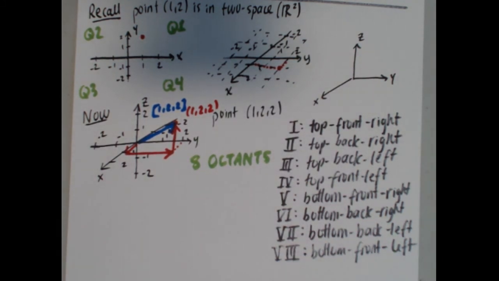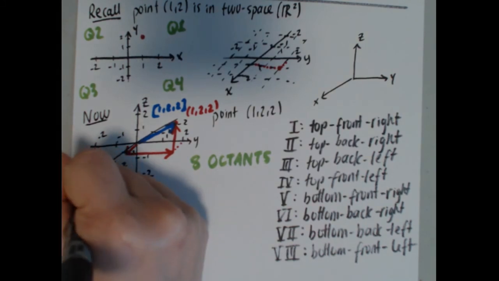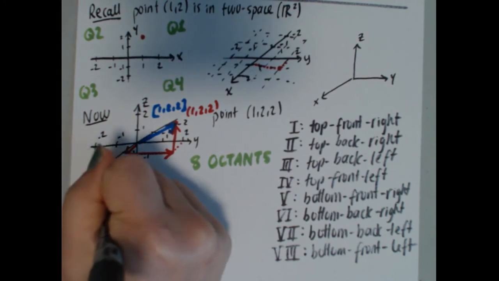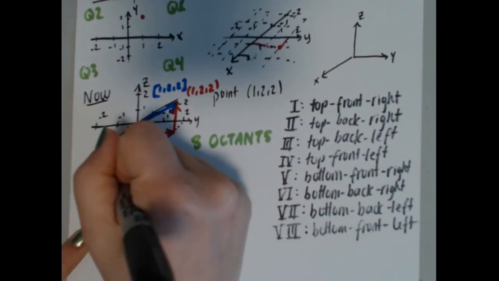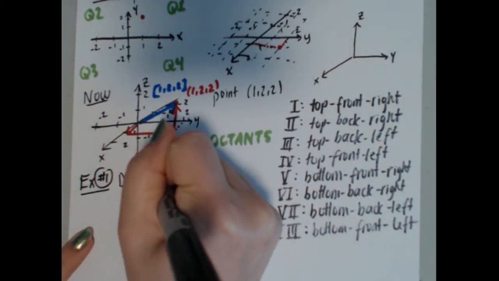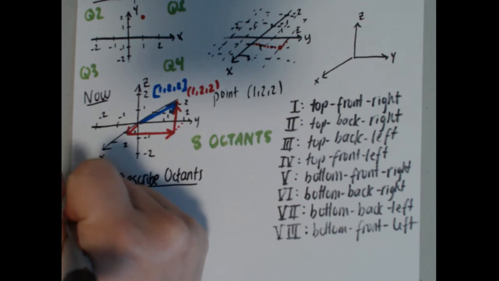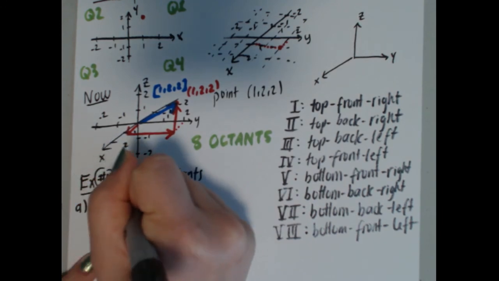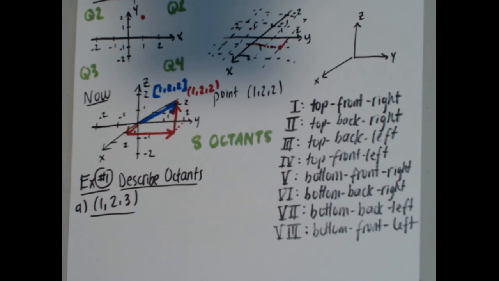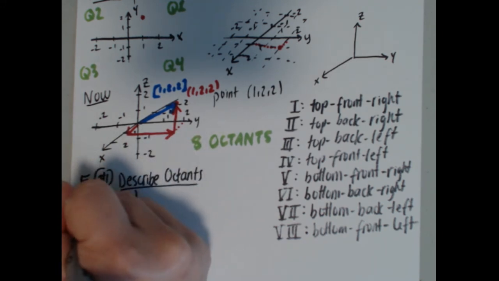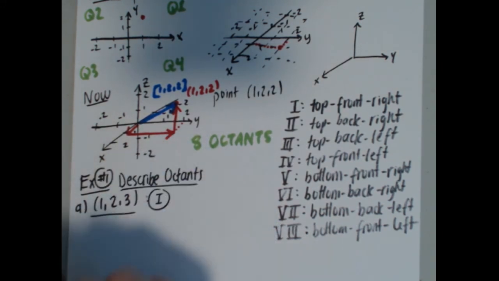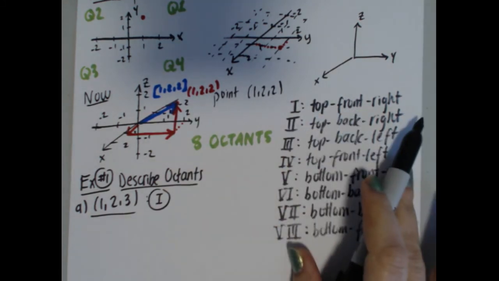So let's look at the first point here. We are moving into example 1: describe the octants. Part A, we have the point (1, 2, 3). All of those coordinates are positive, right? So you should already surmise that we're going to be in octant 1. Octant 1 is top, front, right.